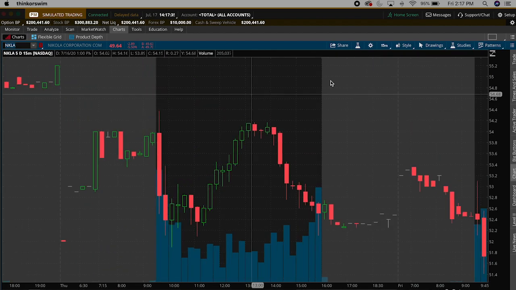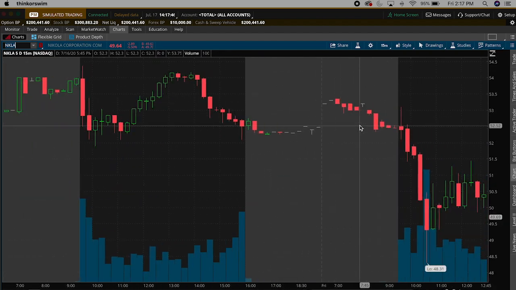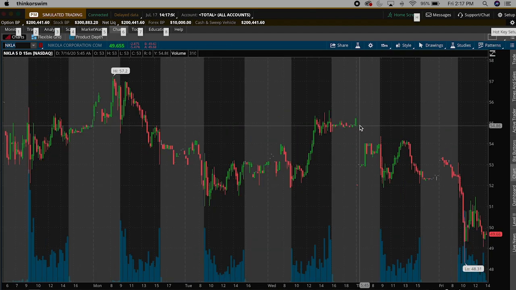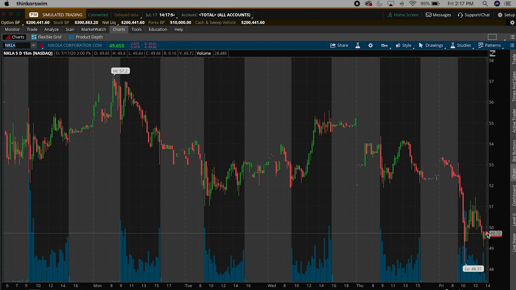So this is a 15-minute chart, reading the stock change every 15 minutes. You can see the darker shade is when the market's open, and the light gray is when the market is closed. So if we zoom back out, you can get a better look at the chart, and you can see that right now Nikola's sitting at 49.66.